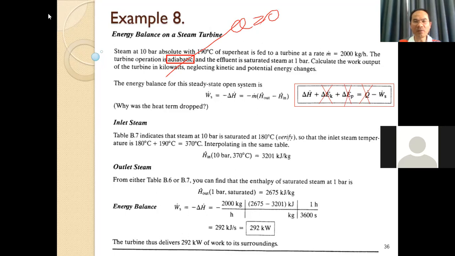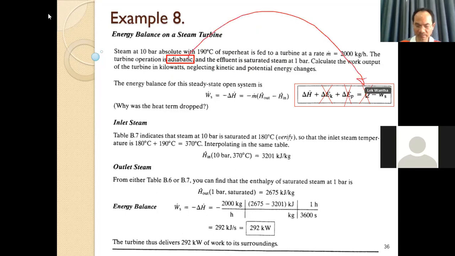And the outlet is saturated steam at 1 bar. Inlet is 10 bar, outlet is 1 bar. Calculate the work output of the turbine in kilowatts. For this case, we neglect kinetic energy and potential energy. That means delta EP and delta EK equal 0, and Q equals 0 based on adiabatic.